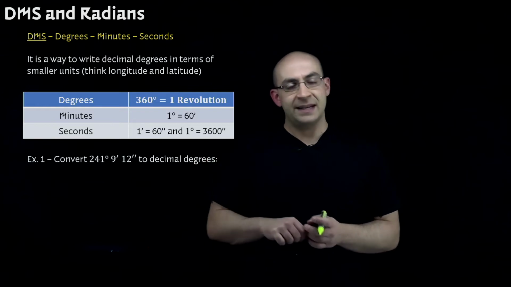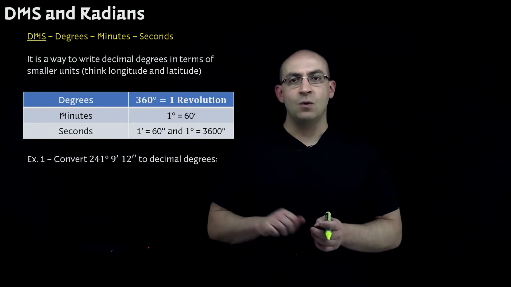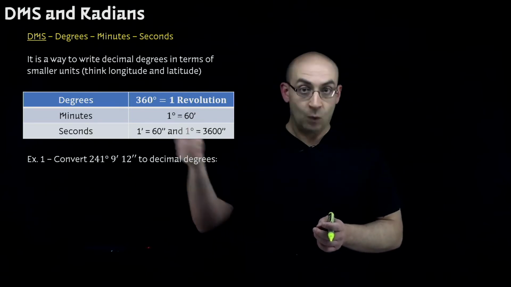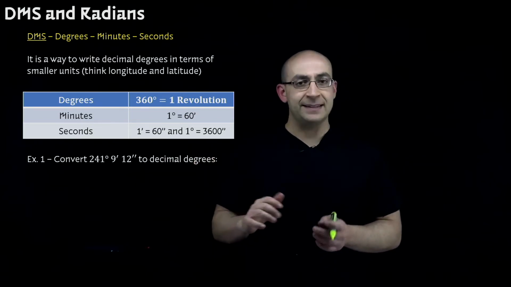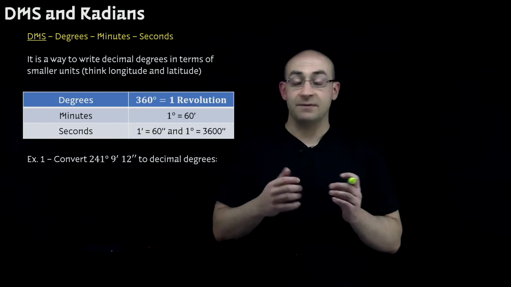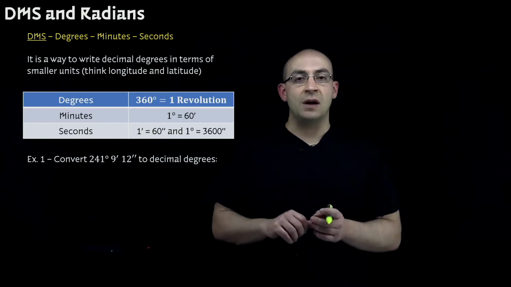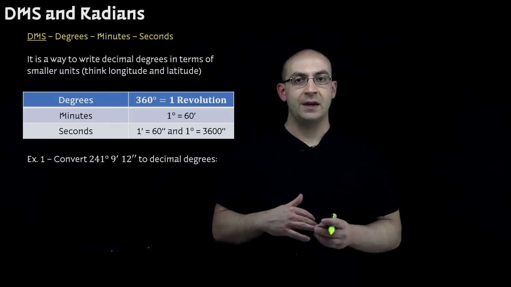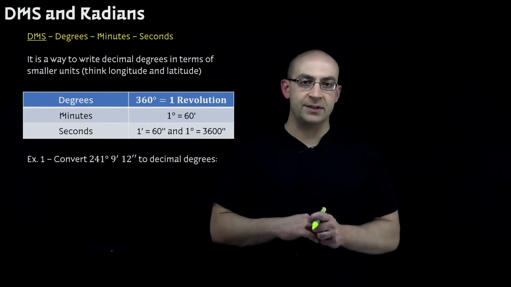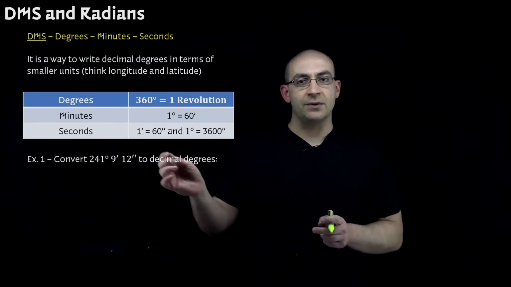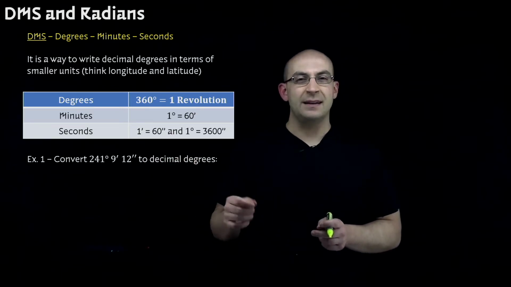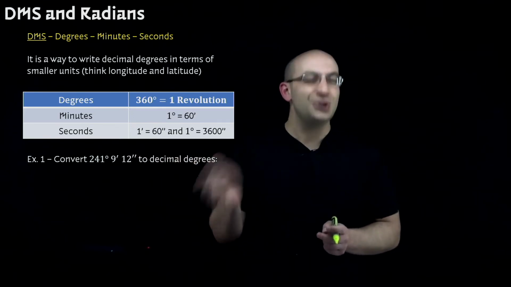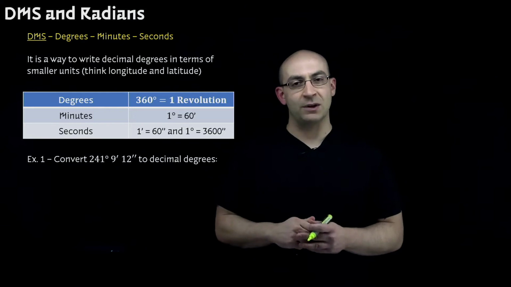Now, the 9 minutes and 12 seconds part, well, if there are 60 minutes in one degree, 9 minutes is a very small portion of that. It's a very small fraction of that. And 12 seconds is an even smaller fraction. So when we have 241 degrees, our decimal part is going to be relatively small, and it's definitely not going to bring us up to 242 degrees. Let's see how this works.